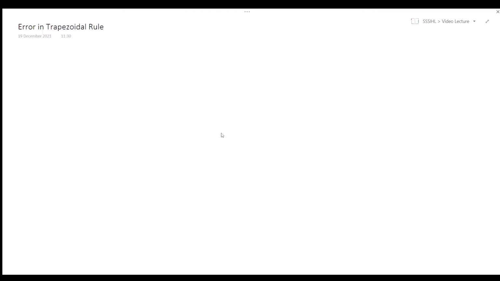Dear learners, in the last session we arrived at the trapezoidal rule to evaluate the integral from a to b of f of x dx numerically, where the actual function f of x is not known. Now in this session we'll try to verify what will be the error component in evaluating using the trapezoidal rule.